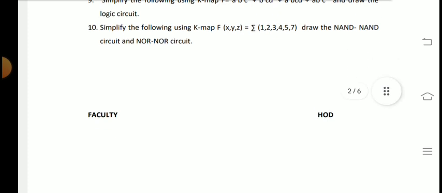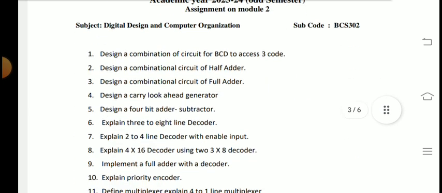Next, simplify the following using K-map and draw the NAND circuit and NOR circuit, meaning you have to convert the given answer into a logic diagram where you will use only the NAND gates, and one more circuit where you will use only the NOR gates. Okay, this completes your first module.